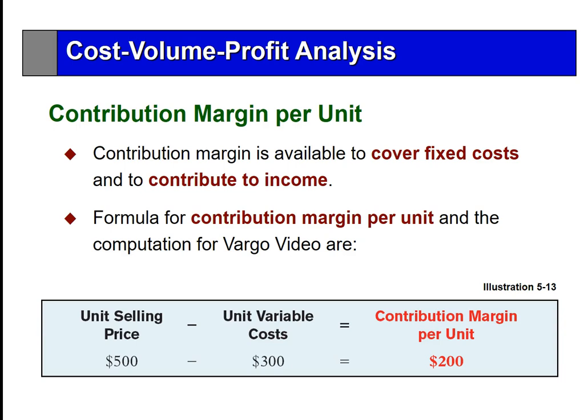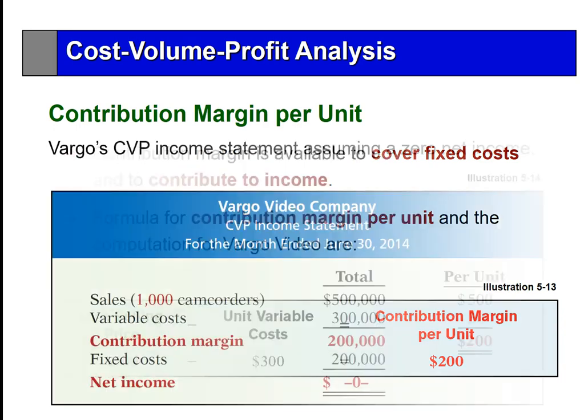Here we're going to look at the contribution margin per unit. Contribution margin is what is available to cover the fixed cost and contribute to income. Now, the contribution margin per unit is simply the unit selling price, 500, minus the unit variable cost of 300, which gives me a contribution margin per unit. So now, for every unit that I sell, in comes $500, out goes to cover the variable cost $300, and the $200 is left to cover my fixed costs.